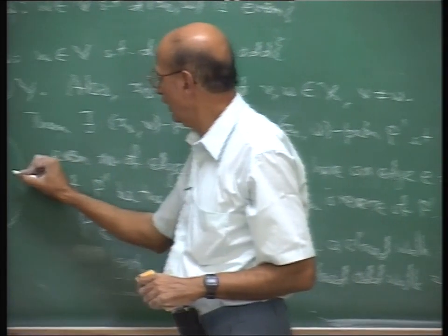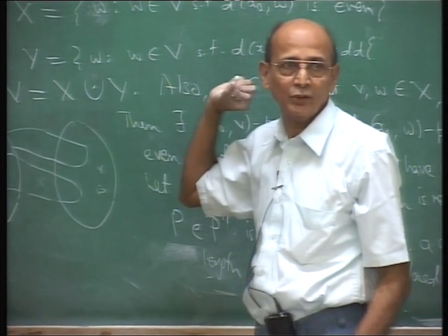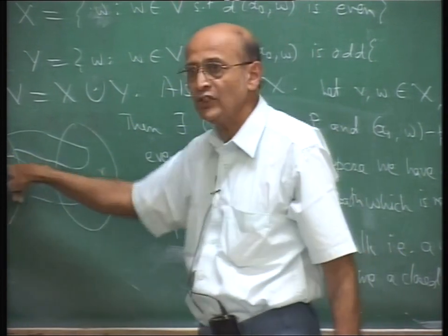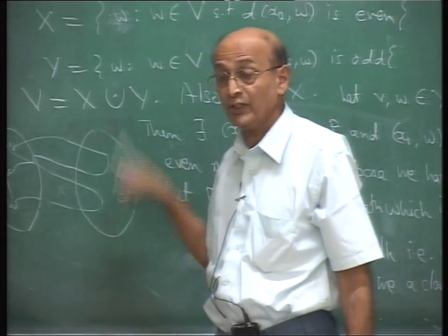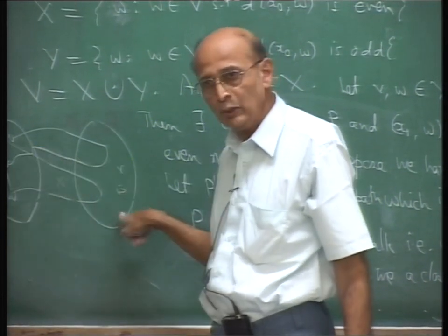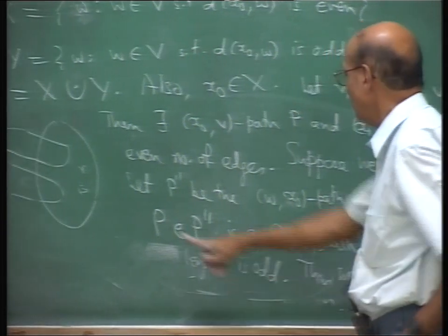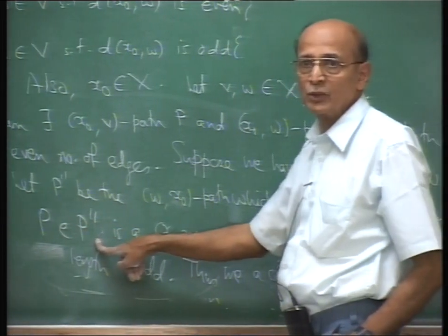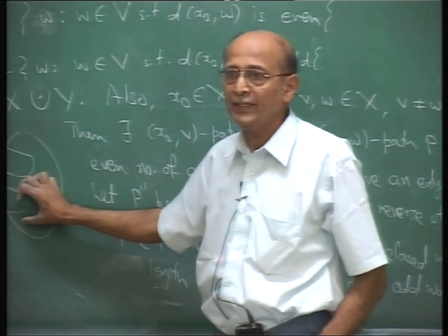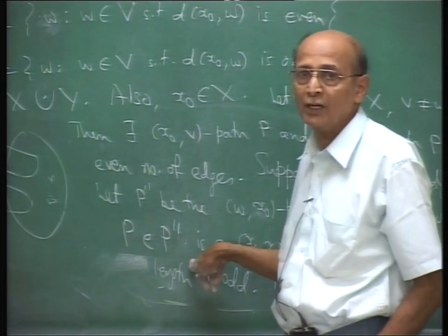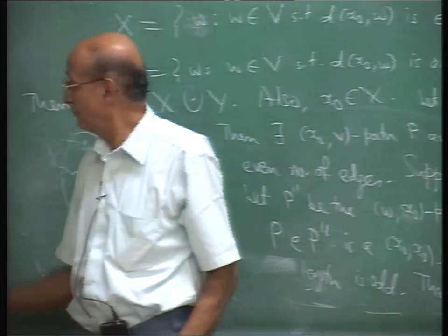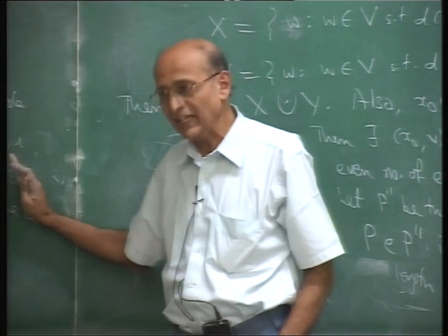Exactly the same argument will work in case V and W are here. You see, I will get a path from x0 to V whose length is odd. I will get a path from x0 to W whose length is also odd, because V and W belong to Y, means x0 to V length of the path is odd, x0 to W length of the path is odd. Therefore, this P will be odd length. P prime will be odd length, therefore P double prime will also be odd length. If I assume that VW is an edge, then it will be odd plus 1 plus odd, which is an odd number. And therefore you get a closed odd walk, implying that we have an odd cycle, which is a contradiction.